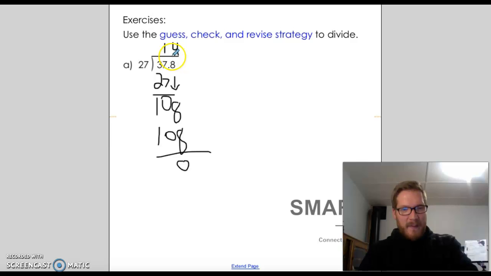And then the last thing, because it's a decimal, I have to remember to put the decimal. So 27 goes into 37.8 1.4 times.